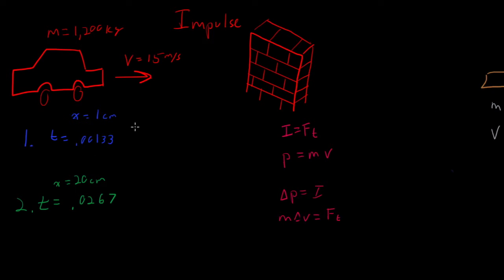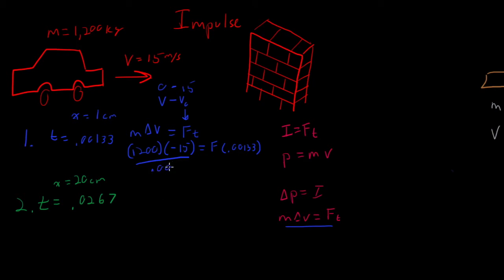So in this first case, I'm going to have my relationship between momentum and impulse. I'm going to have a mass times my change in velocity being equal to my force times time. And I'm looking for the force. Well, my mass is 1,200. My change in velocity, well, that's going to be my final velocity minus my initial velocity. Well, my initial velocity is 15, and my final velocity is 0. And so we're going to have negative 15. And then my force is unknown, and my time is 0.00133 seconds.